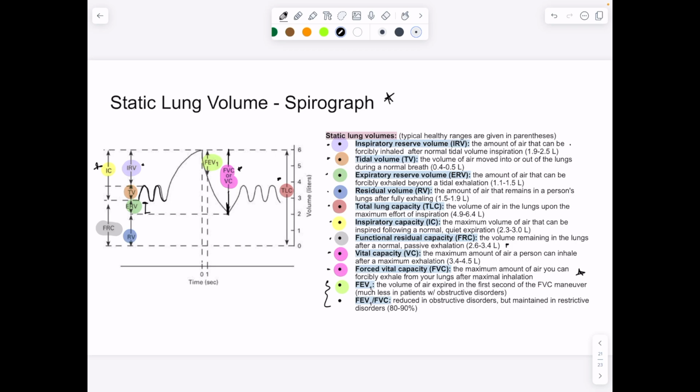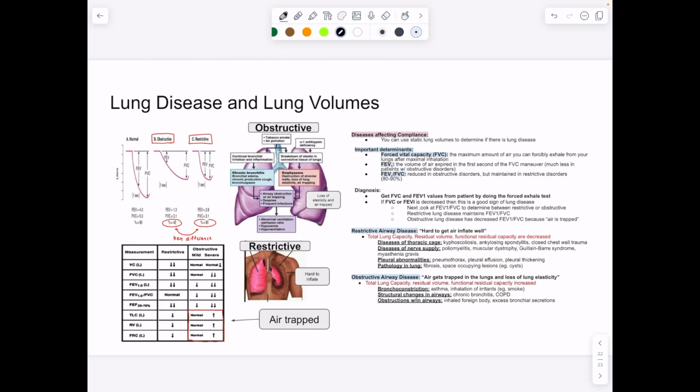And then these two are really quite important, or these three right here. So forced vital capacity, the maximum amount of air you can forcibly exhale from your lungs after maximal inhalation. So you breathe in as much as you can, and then you breathe out as much as you can, and the amount that you breathe out is this guy right here. And the forced vital capacity over 1 second is the FEV1, and these two are very important in diagnosing pulmonary diseases. So you can take a ratio of these two and it'll allow you to determine if you're dealing with obstructive disorders or restrictive disorders. All right, which brings us to lung disease.